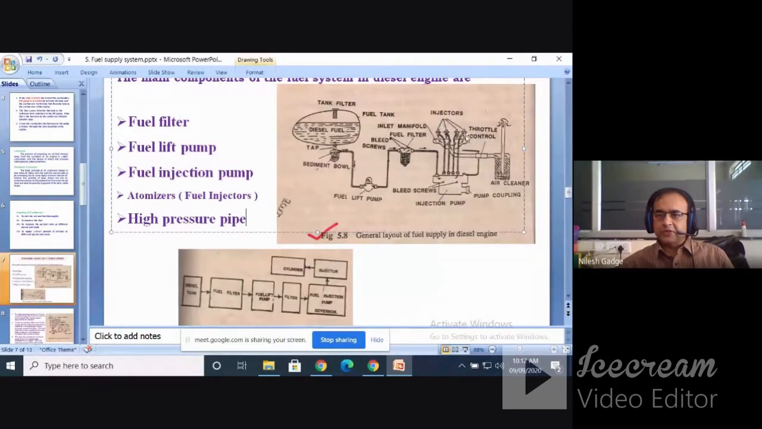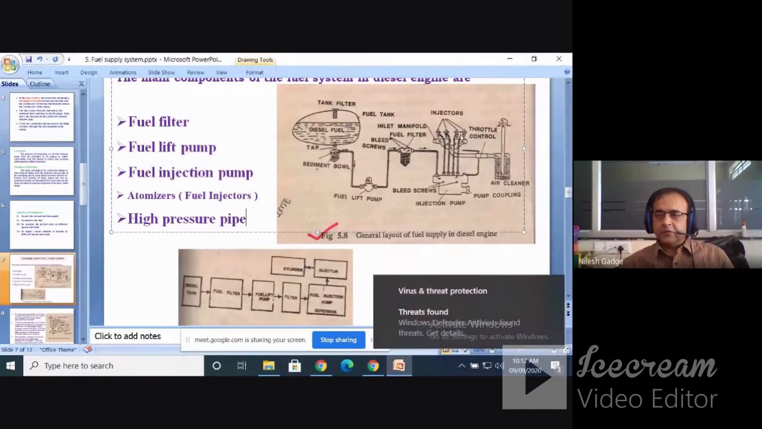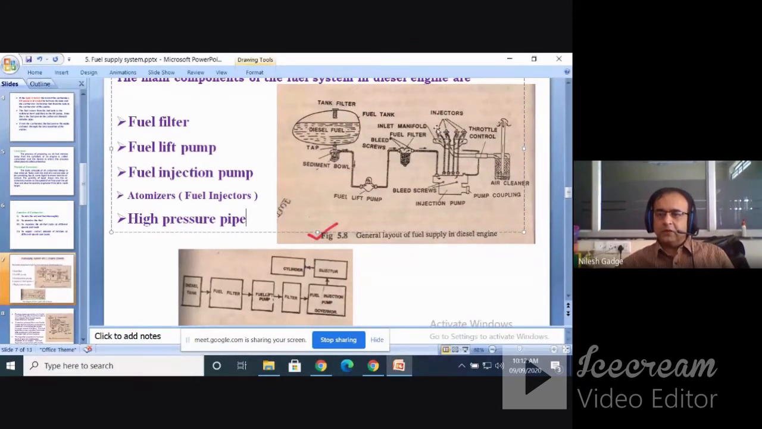One, two, three, four. There are four cylinders, so there are four fuel injectors. These fuel injectors are also known as atomizers. So what is the function of atomizers or fuel injectors? It injects the fuel into the combustion chamber. Combustion chamber means into the cylinder at the end of compression stroke. At the end of compression stroke, the fuel injector injects the fuel into the cylinder.